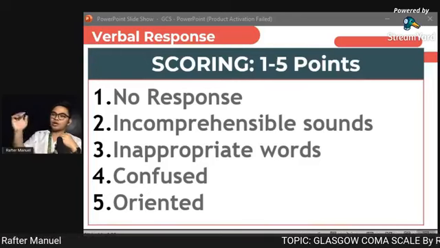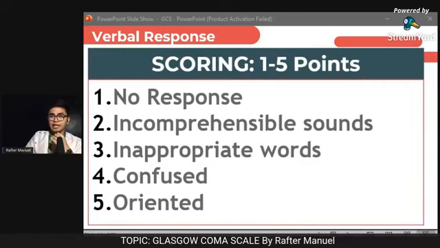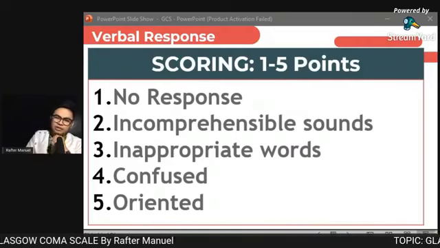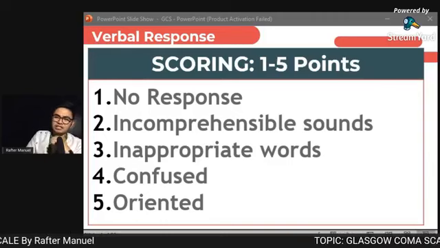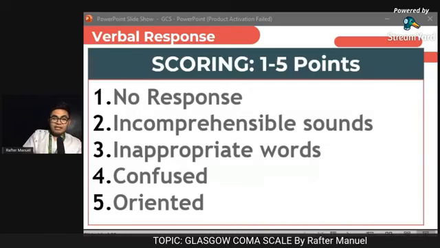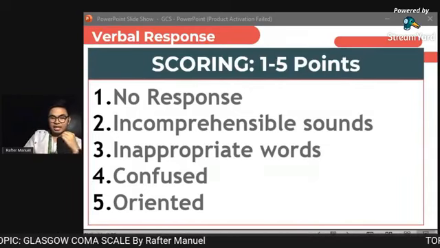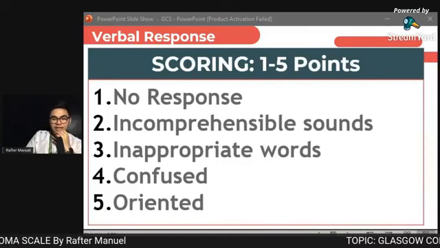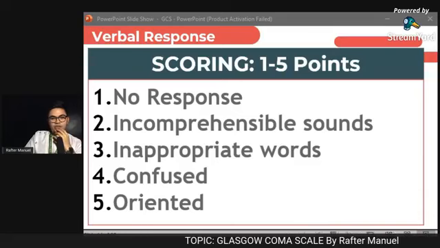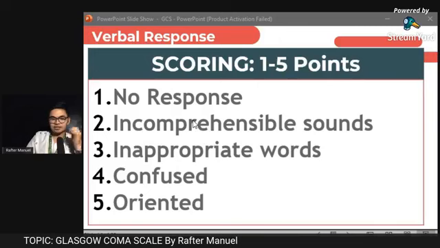So basically, you walk into the patient, you try to engage your patient in a simple, normal conversation, and your patient is just groaning, moaning. They are making some sort of weird sounds, then you give your patient incomprehensible sounds, 2 points. And again, the lowest score is no response, 1 point. Walang zero. The lowest is 1.